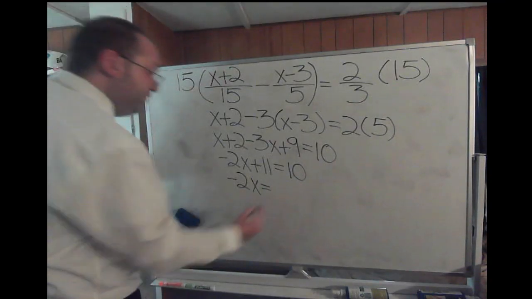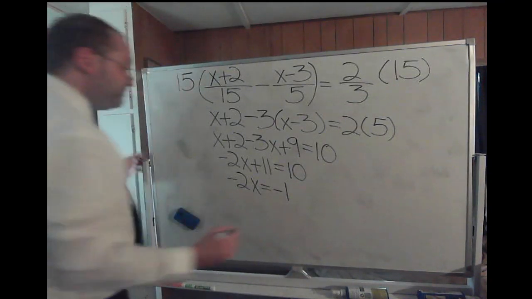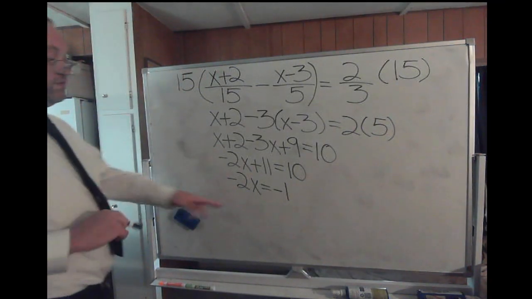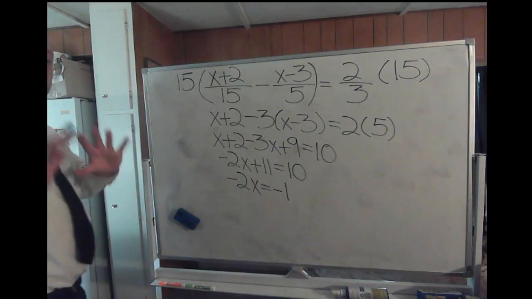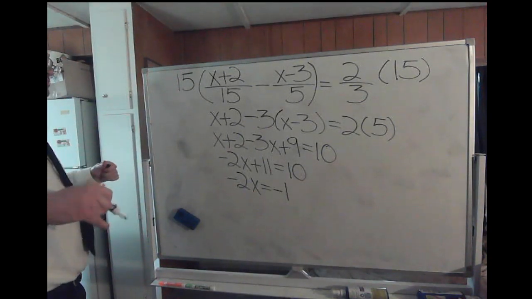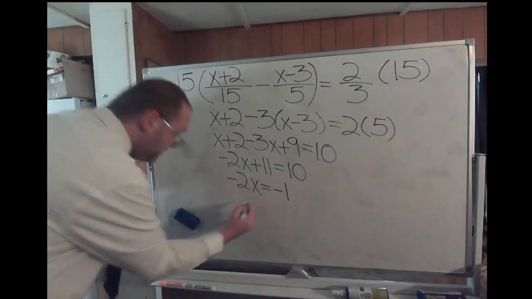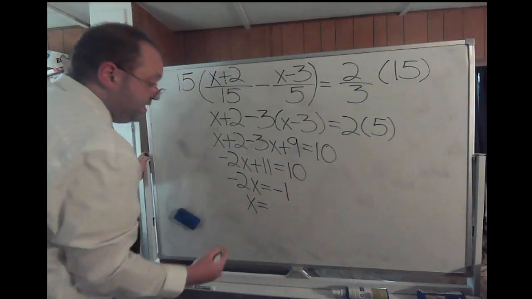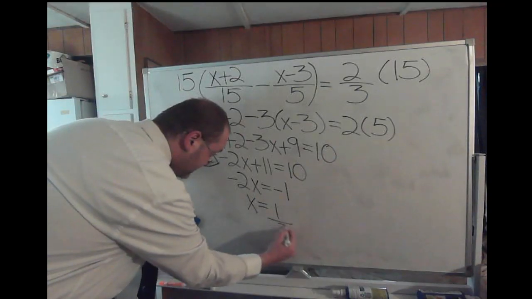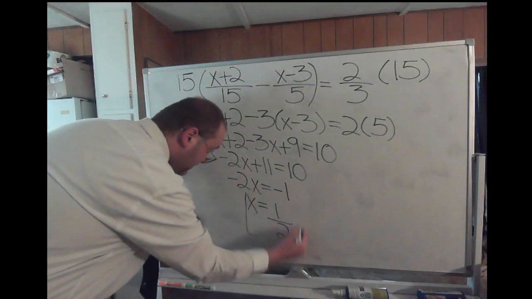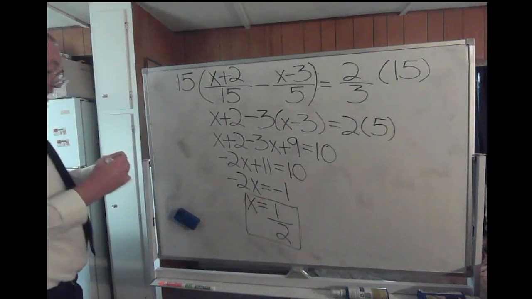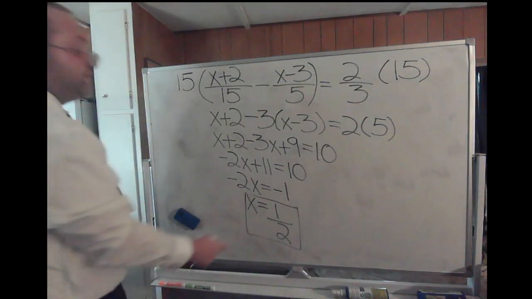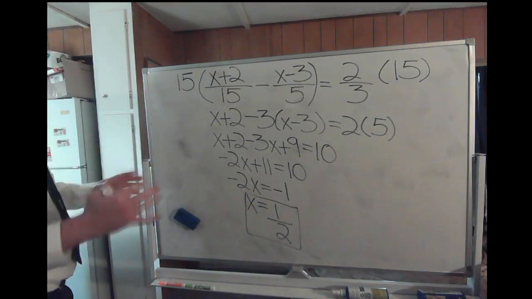10 minus 11 is negative 1. Well, we want to solve for just x, so you've got to divide both sides by negative 2. Divide the left side by negative 2, you just get x. And then you divide the right side by negative 2, you're actually going to get positive 1/2. So the answer you should get for this would in fact be positive 1/2.